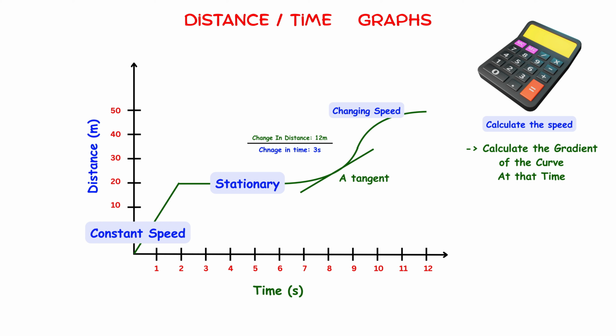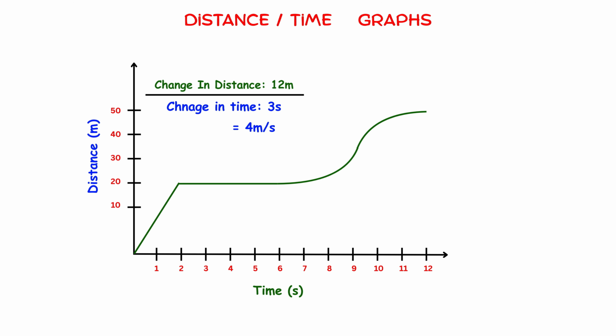To determine the speed from the tangent, we select 2 points on the tangent line and use them to find the change in distance and the change in time. For example, if the change in distance between these 2 points is approximately 12 meters and the change in time is 3 seconds, we divide 12 by 3 to get a speed of 4 meters per second.